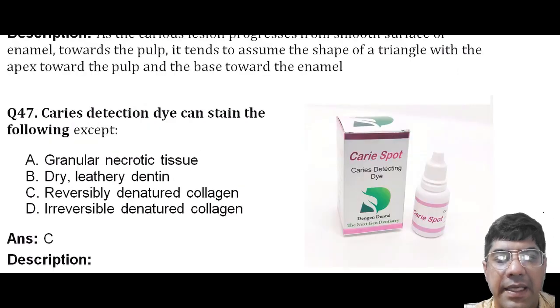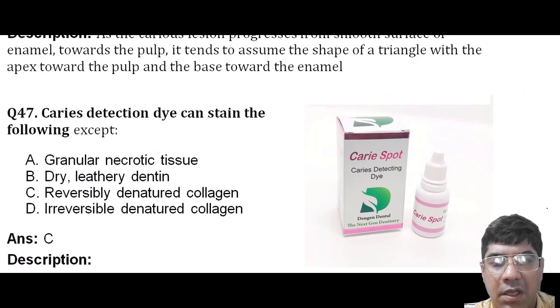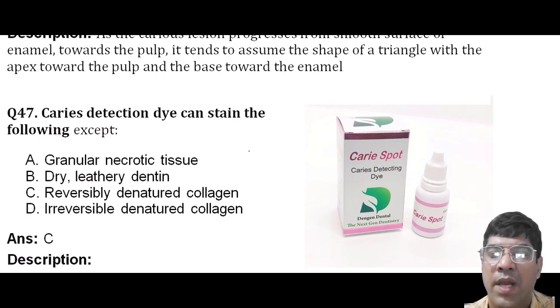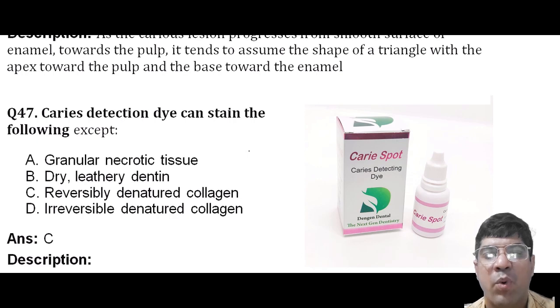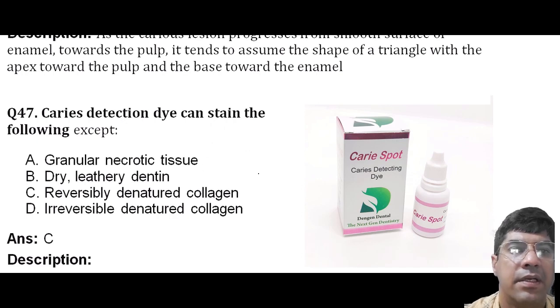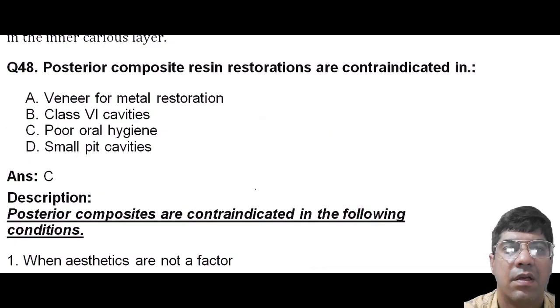The caries detecting dye can stain the following except. The caries detecting dyes do not typically stain the reversibly denatured collagen. The reversibly denatured collagen indicates a stage of demineralization where the collagen structure has not become irreversibly damaged. So the caries detecting dyes are more effective when the irreversible damage has occurred. So the answer is C.